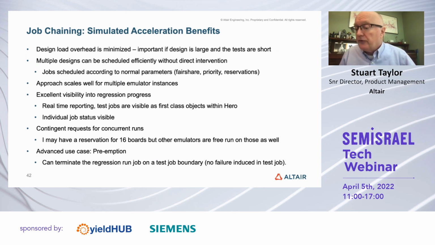So, in summary, job chaining allows us to load the design once and then run many tests. We get full visibility and control of those individual jobs so that they can be scheduled according to typical batch queue parameters like priority and fair share. Because the tests are first-class job objects within Hero, we can get excellent visibility into the regression progress and monitor multiple regressions concurrently. And we can make use of preemption without inducing a failure in the test job. Indeed, the regression can be resumed if necessary. This capability allows SA runs to work well with ICE and interactive jobs.